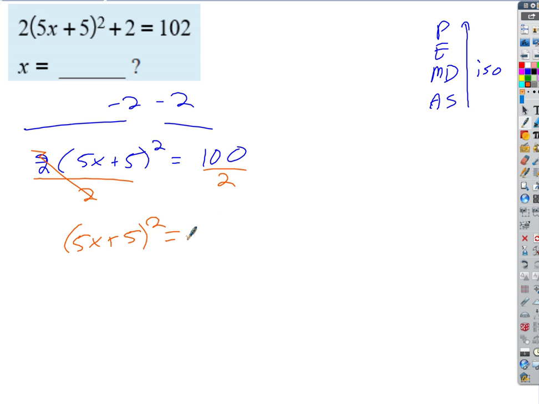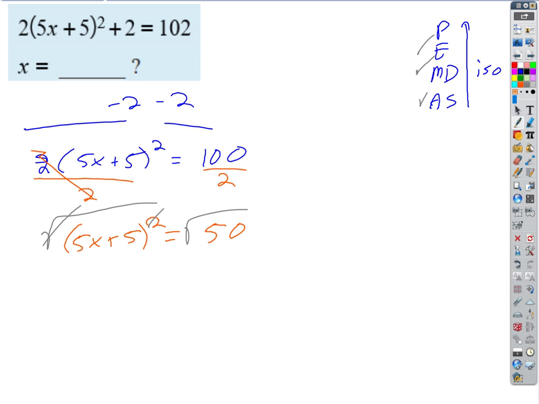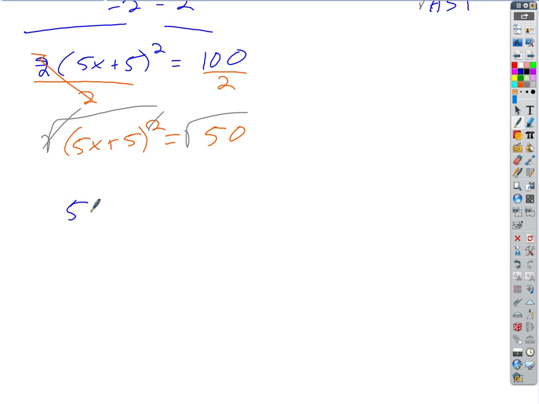Okay, we're dividing by 2. And then what do we get over here? 50. Okay, so now what? Square root. Good. So we're checking these off. We subtracted, we divided, now we're up to exponents. So we're undoing the squared, right? And that gives us what? What do I have to include? Plus or minus.